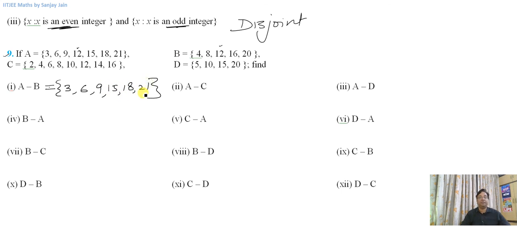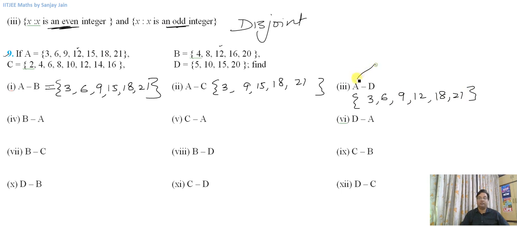21 will be taken. A minus C. So elements that are there in A but not in C. So 3, 6 cannot be taken. 9, 12 is there in C. 15 is not in C. 18 and 21. A minus D. So 3, 6, 9, 12, 15 is there in D, so I will not take 15. 18 I will take and 21 I will take.